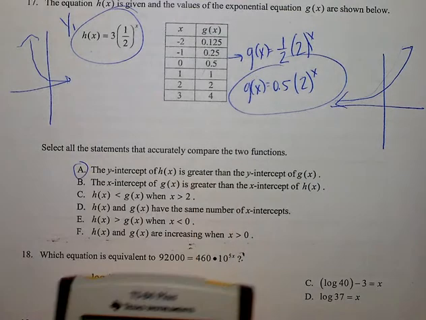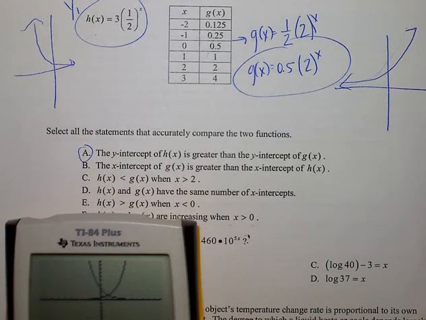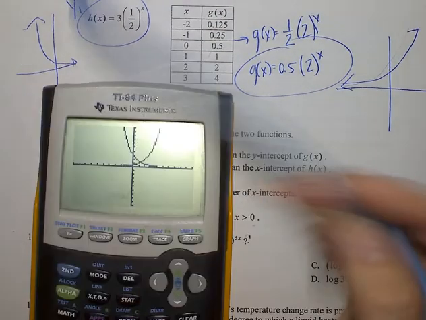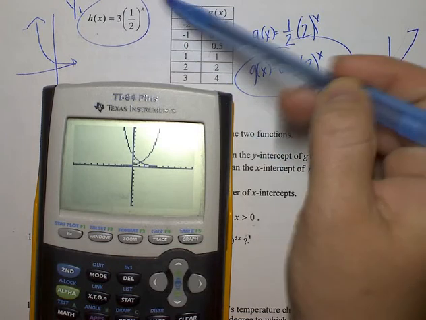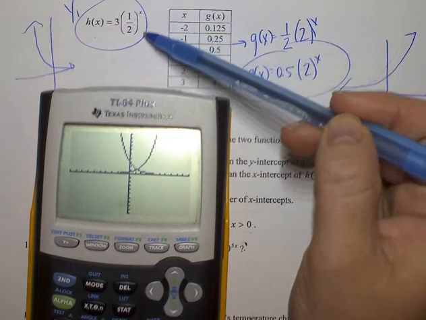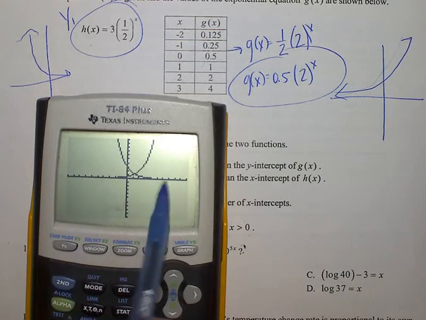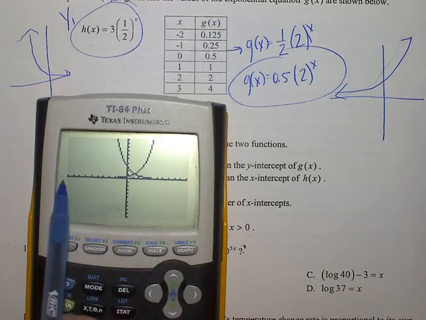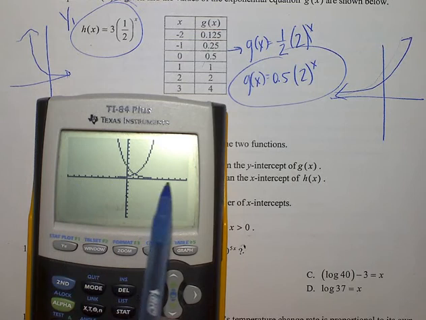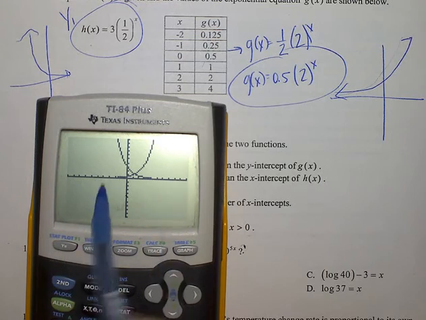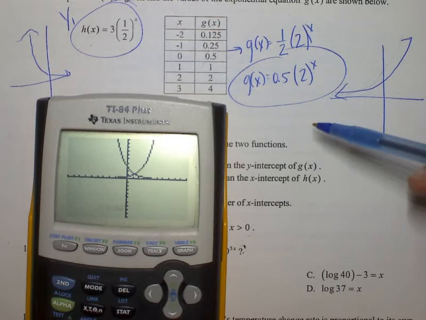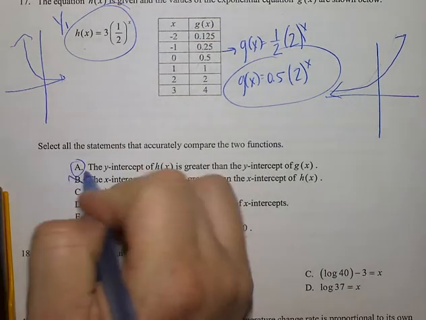The next says the x-intercepts of one is greater than the other. Because we don't have a vertical shift, a number in back that is moving these functions downward, there are actually no x-intercepts. It looks like there may be, but this is a horizontal asymptote. It's this boundary line that it will never cross unless there would be a shift. So there are no x-intercepts to compare.